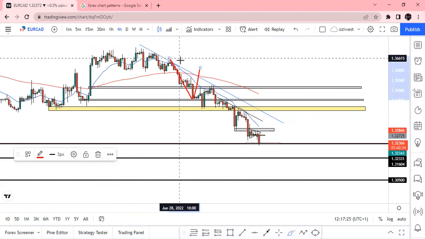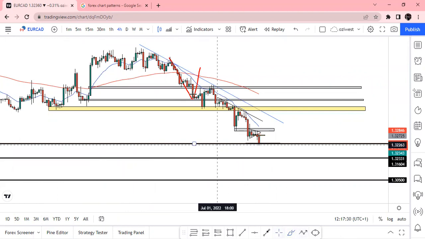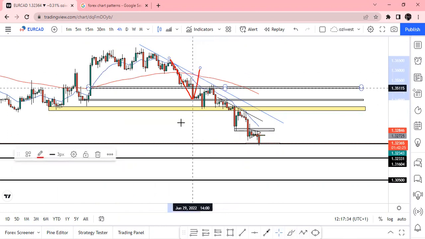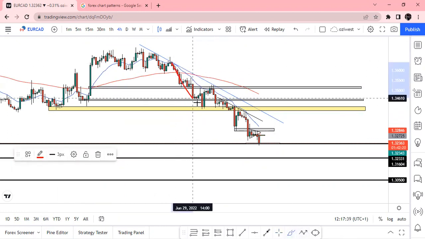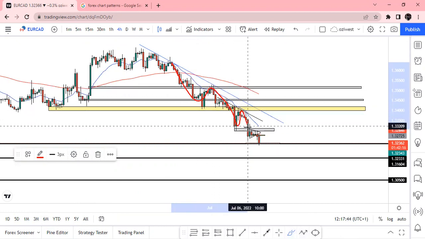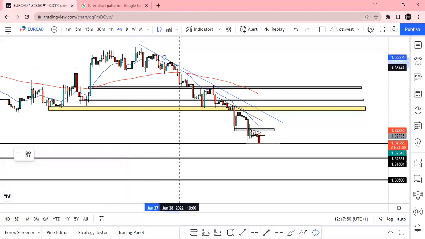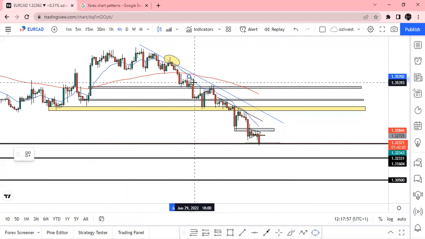Let's delete this. The price has been forming lower lows, lower highs, lower lows, lower highs, breaking structure after structure, maintaining that bearish structure as we know it.